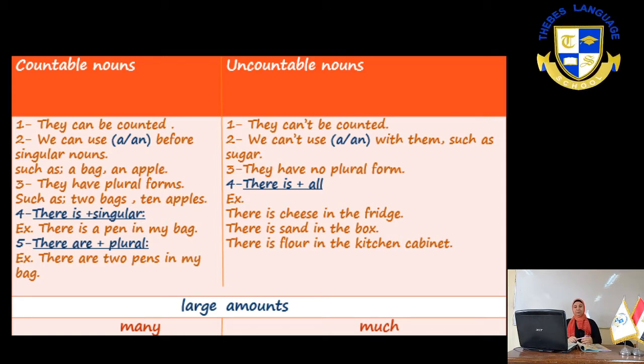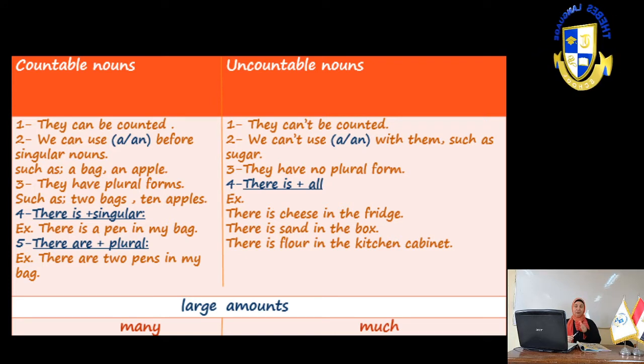Okay. What about the uncountable? Let's learn about the countable first. Here you have in front of you a table that contains both of them, countable and uncountable. We are going to read countable nouns first. Number 1, they can be counted as I told you. Number 2, we can use a or an before singular nouns.